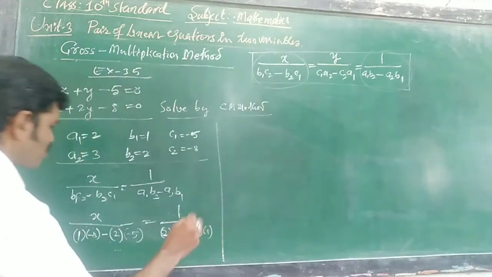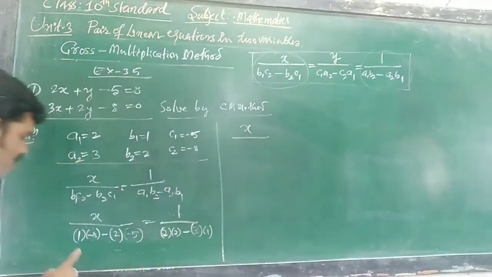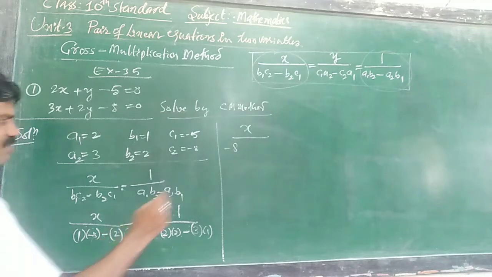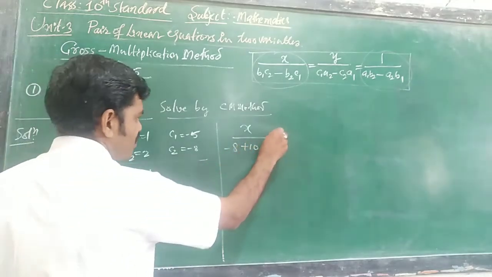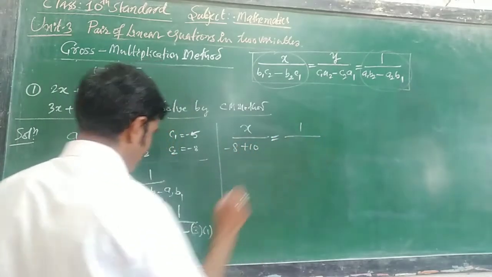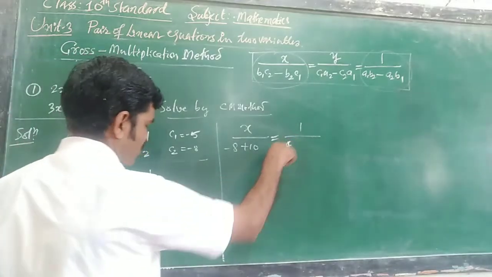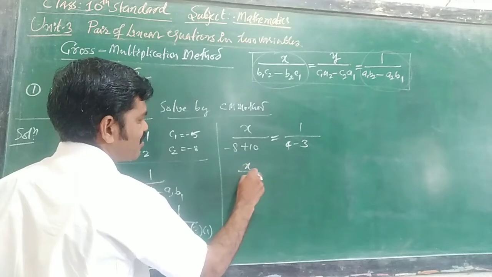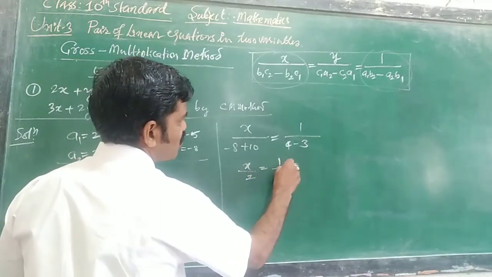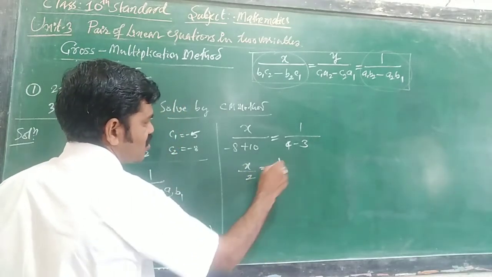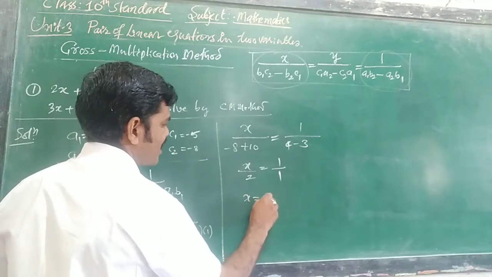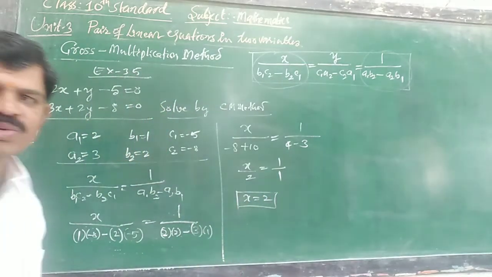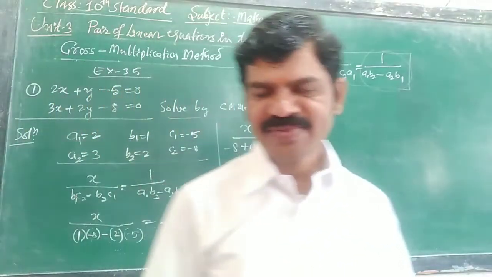So x divided by minus 8 minus into minus, plus 10, is equal to 1 divided by 4 minus 3. x divided by 2 is equal to 1 by 1. By cross multiplication we get the x value, which is equal to 2. So we have found the x value.